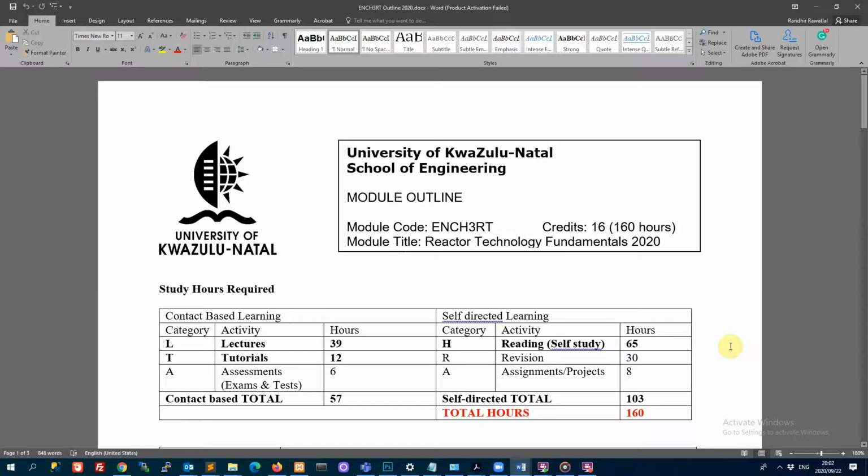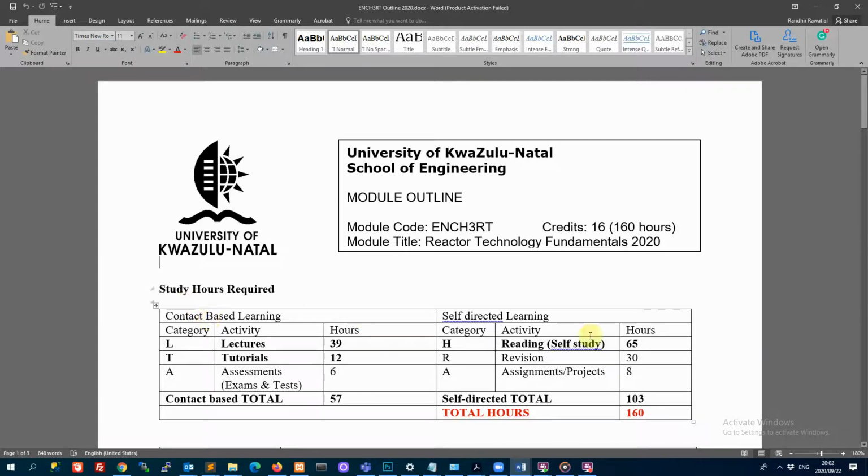I think it's one of the most interesting topics in the whole of chemical engineering, and some of the principles that you learn here are applicable in many other areas that involve developing a model of a system and predicting how it's going to perform over time. So that's reactor technology fundamentals, and let's let the material speak for itself.